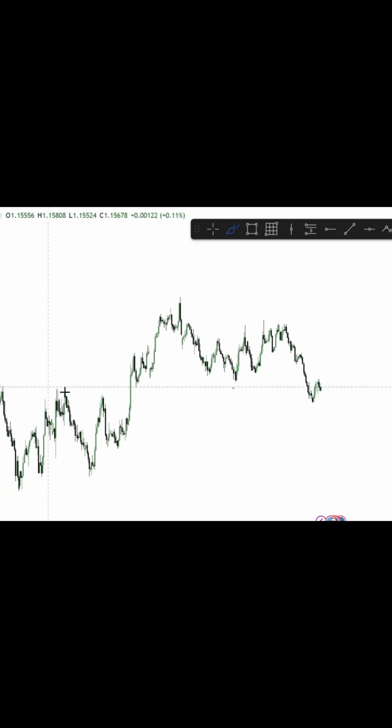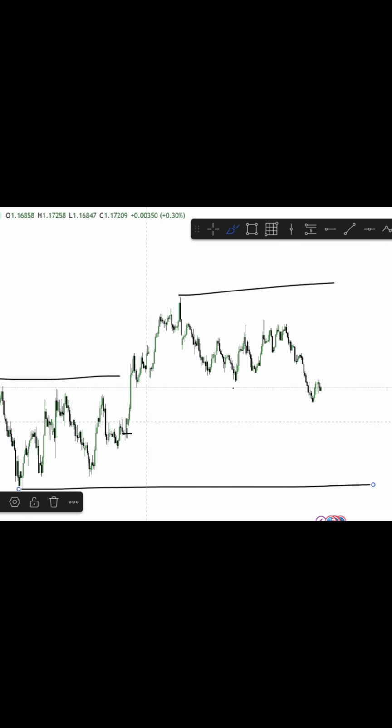We've had our 4-hour swing break of structure over here. So this is my swing high, and over here is my swing low. But as you can see, this internal trend that was pushing price in towards the upside has had a break of structure here in towards the downside.